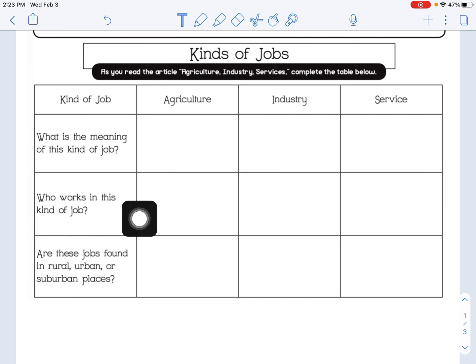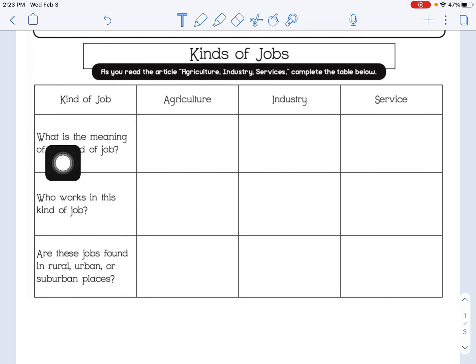Next, who works in this kind of job? So put at least one person here of somebody who would have a job in agriculture, what their job title could be. And then lastly, this is why I went over our different types of places, because your last question is, are these jobs found in rural, urban, or suburban places? That will go right here.